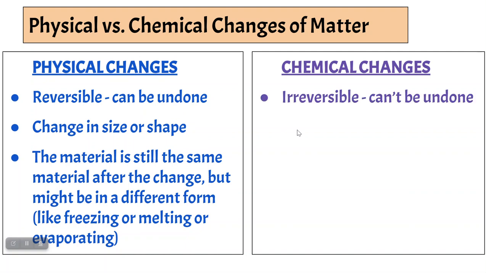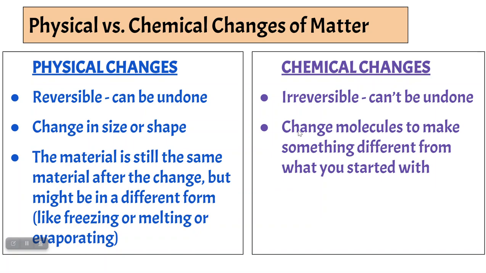And then chemical changes are going to be things that are irreversible. They can't be undone. We're changing molecules to make something different from what we started with. So a big example that we've talked about in class is photosynthesis. We take molecules of carbon dioxide and water, and then they are exposed to chloroplasts and energy from the sun. There's a chemical change, a chemical reaction, and what comes out is something completely different. We end up with sugar, glucose, and oxygen, completely different molecules that come out of that change.